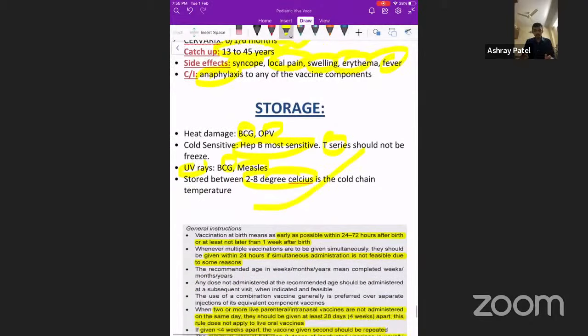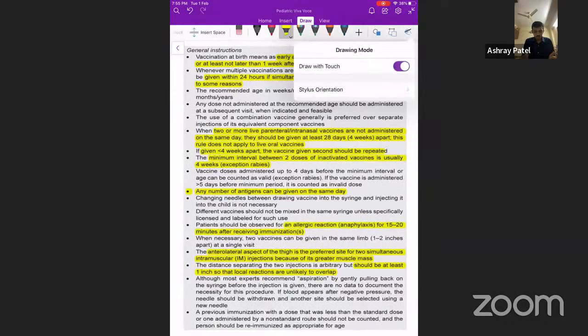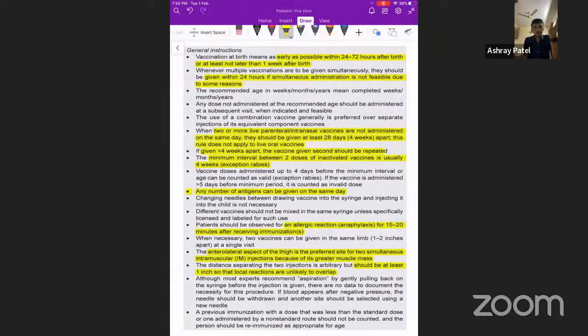Now, finally, a few general instructions that can be asked in our exam. Vaccination at birth: what do we mean by that? That is, when should we give our BCG, hepatitis B, and oral polio vaccine? Vaccination at birth means as early as possible, as soon as the baby is born. That is what is being recommended. But if not available, then it should be given between 24 to 72 hours after birth.